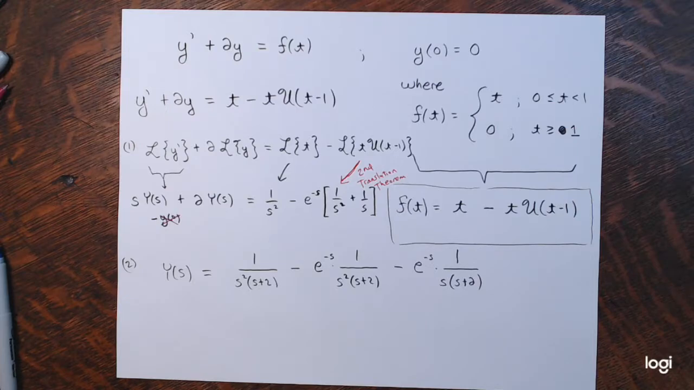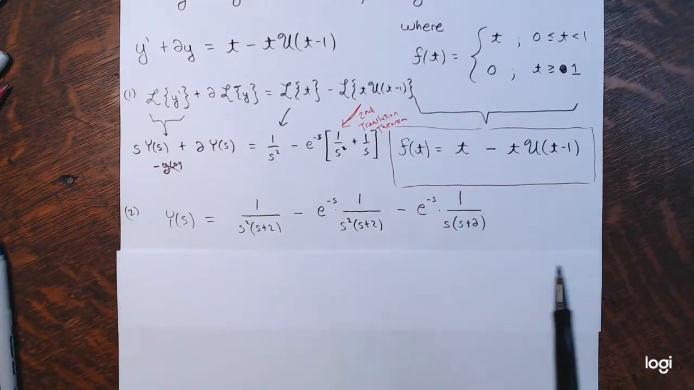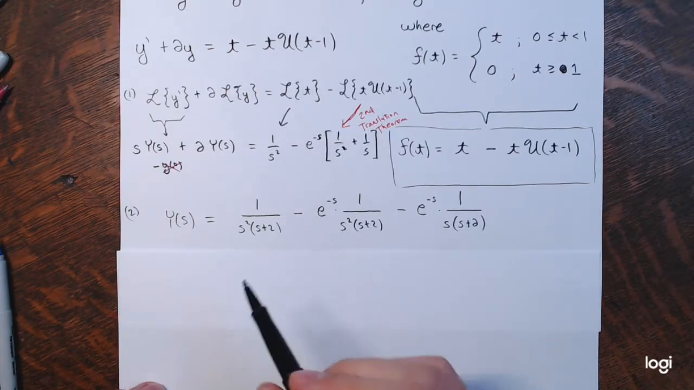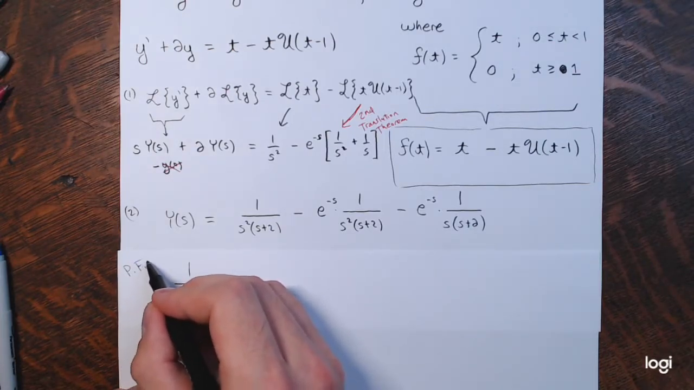Now I'm almost there. The only thing I need to do now is, this might take a little bit, take the inverse Laplace transform of both sides. So I'll do this on the next page. But before I get to that, what I'm going to do next is take 1 over s squared, and we'll do some partial fraction decomposition first.